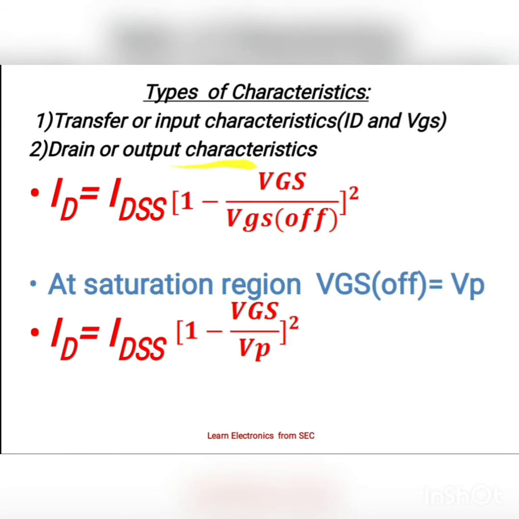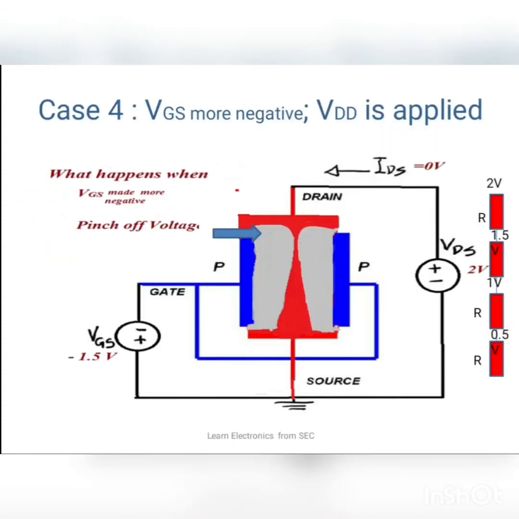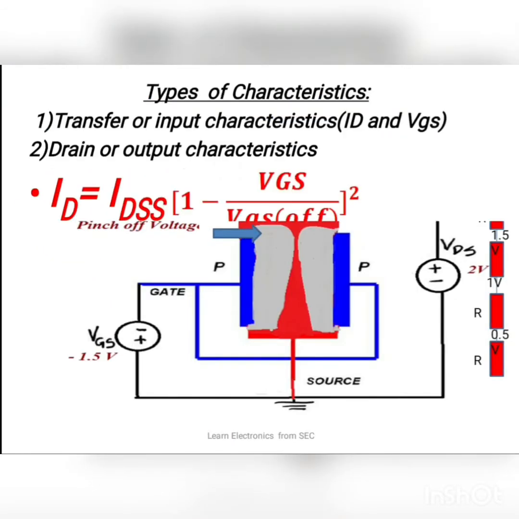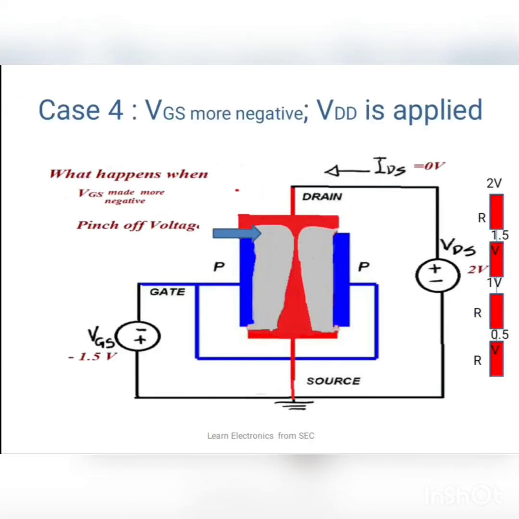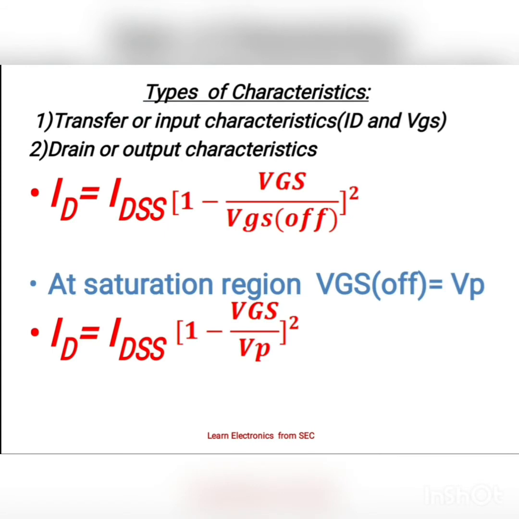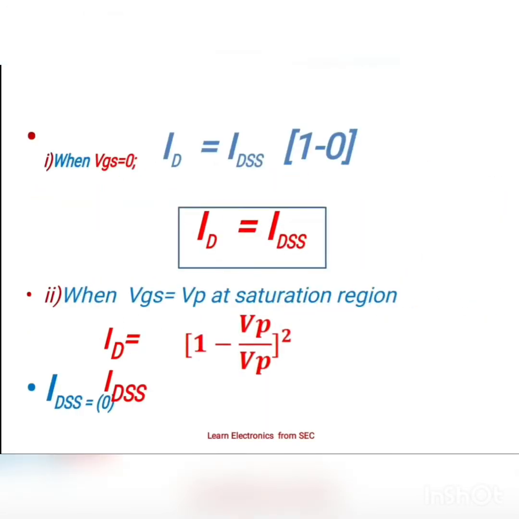Now Shockley's current equation is defined for FET as ID will be equal to IDSS within brackets 1 minus VGS by VGS(off), meaning where the pinch off occurs, which will be taken as VP here. So once we take VP, substitute the values, and then VP gets cancelled.